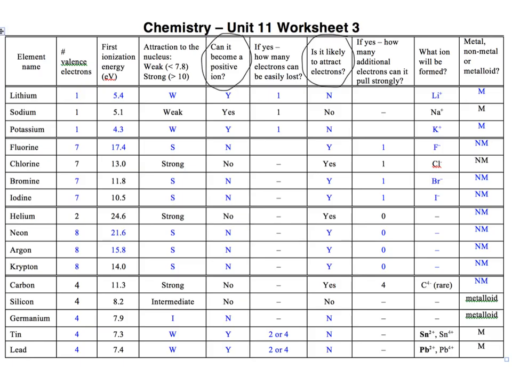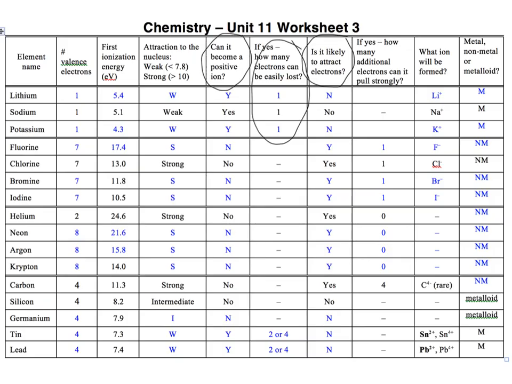If the attraction for electrons is weak, as characterized by a low ionization energy, then the elements are likely to form positive ions. If the attraction for electrons is strong, as characterized by an ionization energy greater than 10 electron volts, then the elements are likely to attract electrons to form negative ions. Now we'll explain why these answers are 1 for the alkali metals.